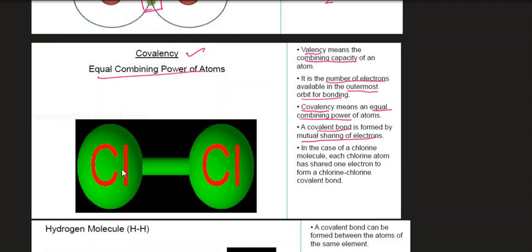In the case of chlorine, each chlorine atom has shared one electron. For instance, a chlorine and chlorine. This chlorine has its own electron and this chlorine has its own electron. Say they combine together to form what? A bond. It is represented as Cl2. We call it a chlorine molecule. This bond is called a covalent bond, the chlorine covalent bond.